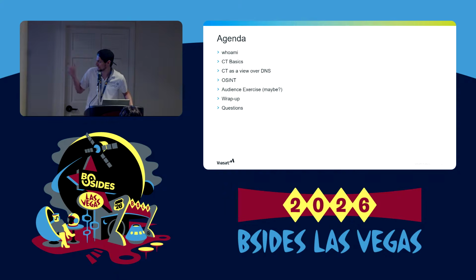What the basics are as a view over DNS, OSINT, open source intelligence, and how you can start stitching this stuff together. I've got maybe an audience exercise if people are feeling brave and your experiences line up with my data, which may or may not. I'll do a quick wrap up, including a plea to the community.